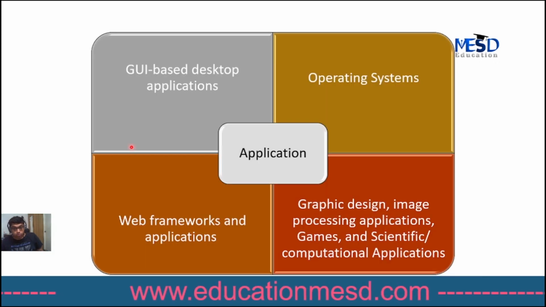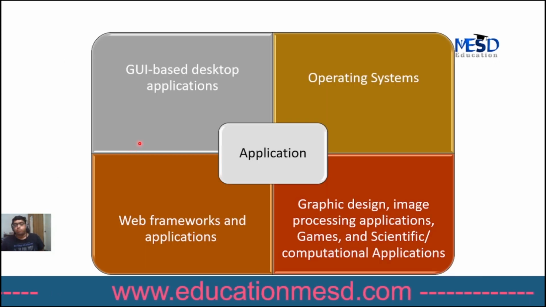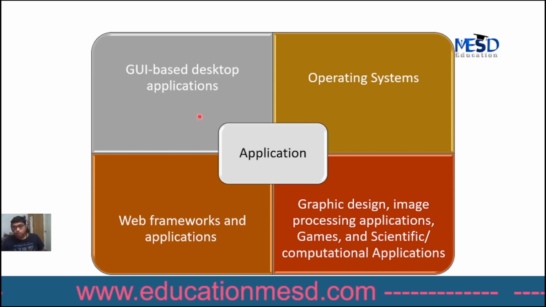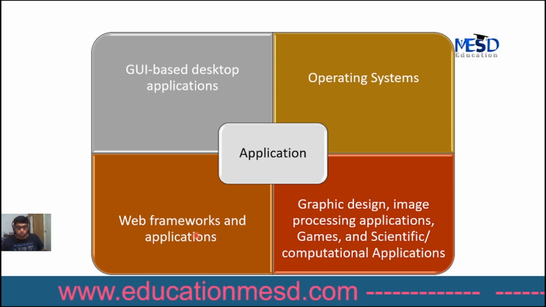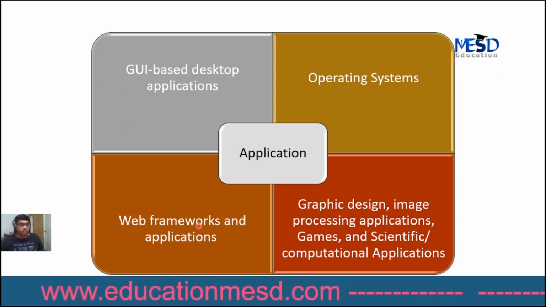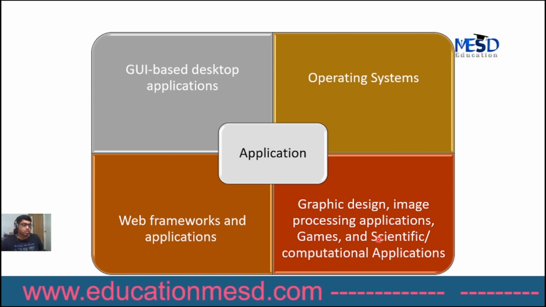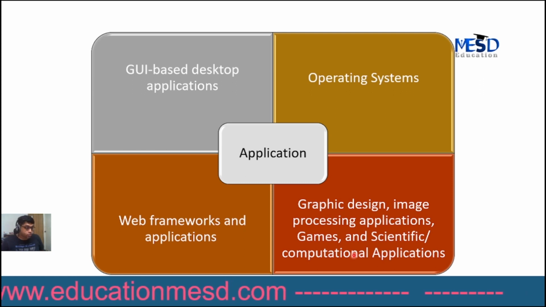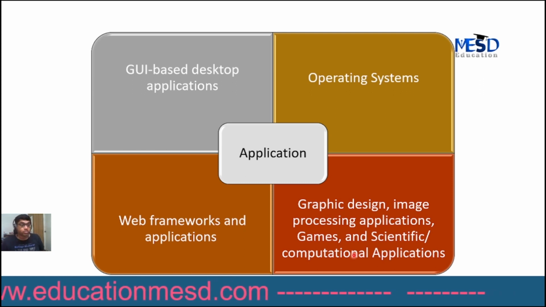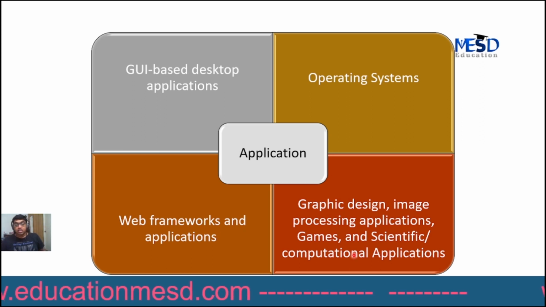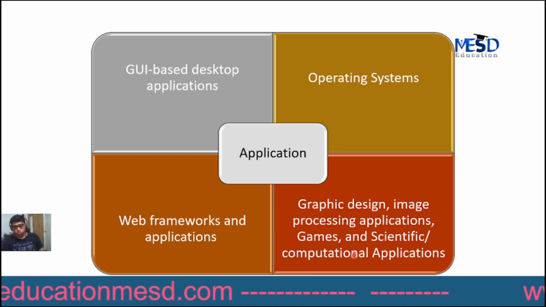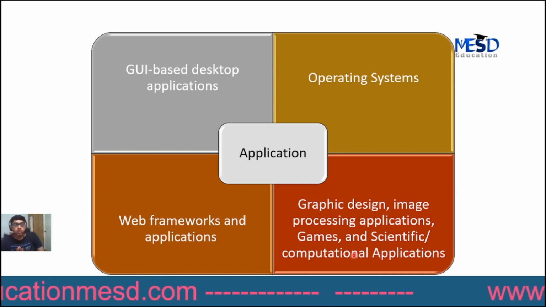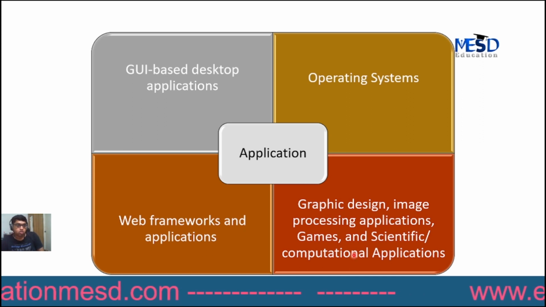And what are the applications of Python? There are lots of applications. I just listed four of them here. You can see GUI based desktop applications, operating systems, web frameworks and applications using Django, and lastly graphic design, image processing and game applications. From image processing to scientific computation, computational physics, computational mathematics, Python is a must. You have to have Python, because data science without Python, I cannot see it.